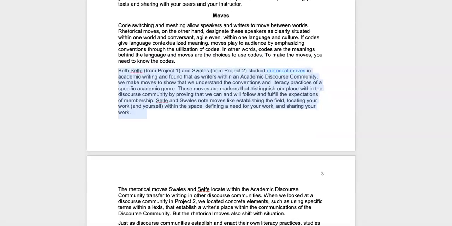Both Self from Project 1 and Swales from Project 2 studied rhetorical moves in academic writing and found that as writers within an academic discourse community, we make moves to show that we understand the conventions and literacy practices of a specific academic genre. These moves are markers that distinguish our place within the discourse community by proving that we can and will follow and fulfill the expectations of membership. Self and Swales note moves like establishing the field, locating your work and yourself within the space, defining a need for your work, and sharing your work.